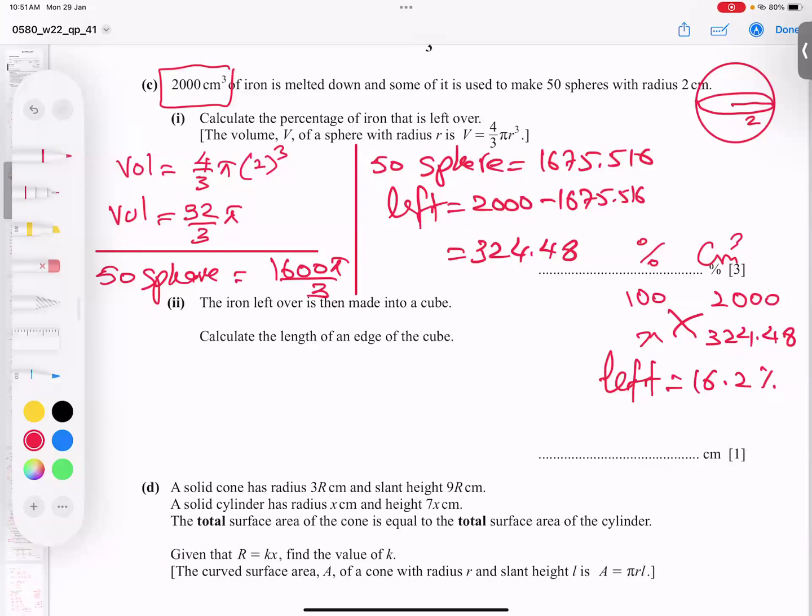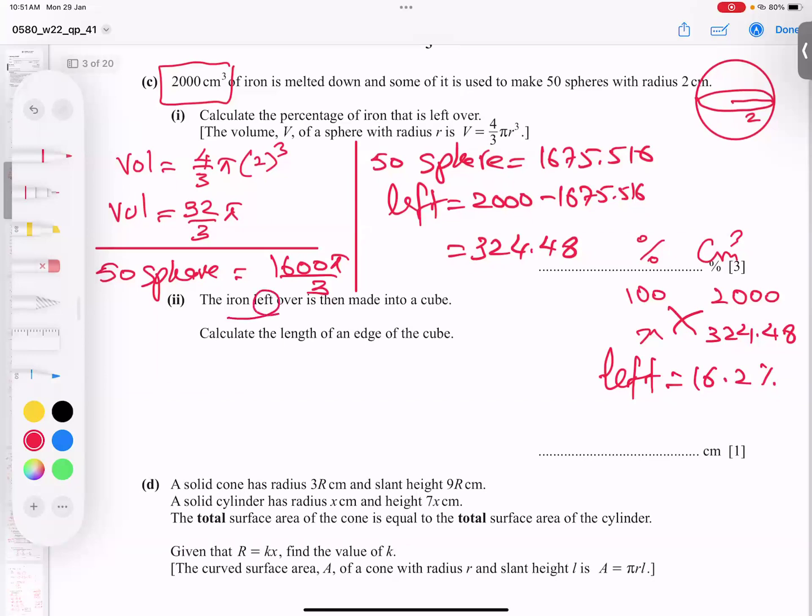Now let's go for the next part. Iron left over is made into a cube. I repeat my words. This is the left volume. He said cube. What is a cube? All of you are familiar? A cube is this kind of shape in which all lengths are the same. X, X, X. So all of you know, and he said calculate the edge of each cube.